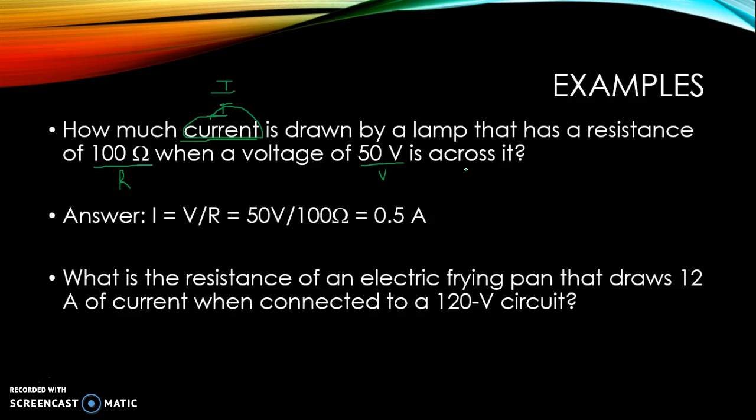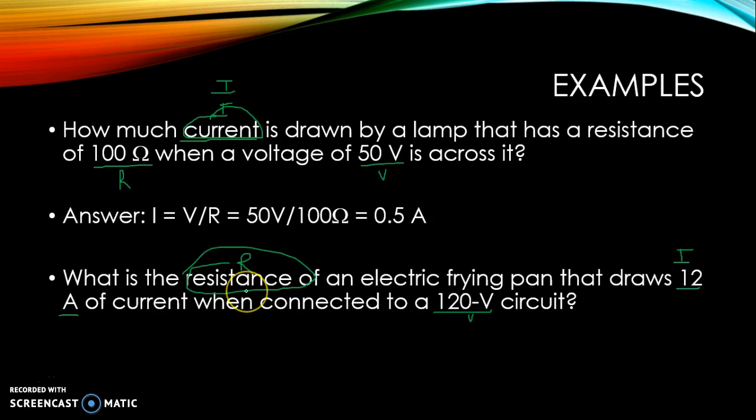Let's try another one. What is the resistance of an electric frying pan that draws 12 amps of current when connected to a 120 volt circuit? Okay, we're looking for resistance. We're going to circle that and label it. We know that it draws 12 amps. That was current, amps or amperes. And when it's connected to a 120 volt circuit, that's going to be our voltage.